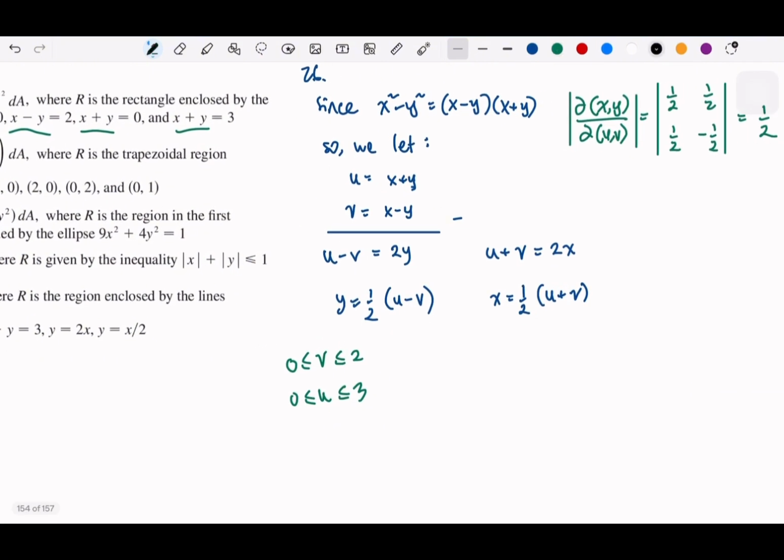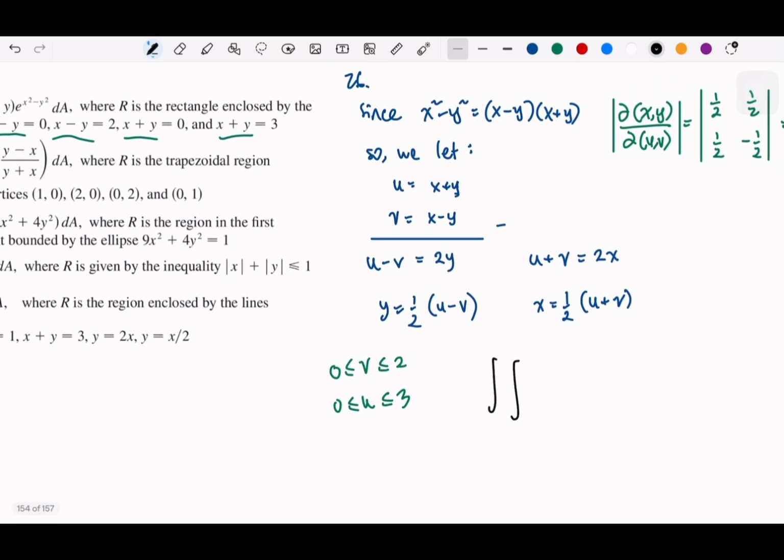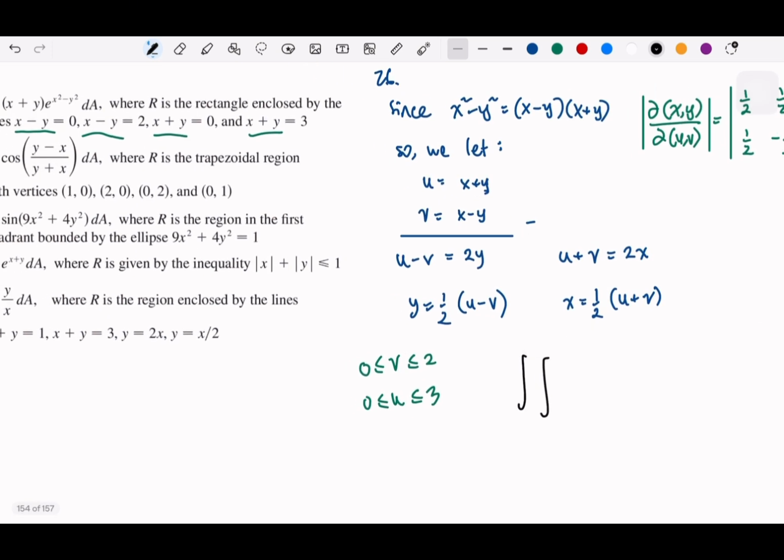So we could write that x plus y becomes u, and x squared minus y squared becomes uv, right? And then we can write this will be the Jacobian, one half, and then let's say dv du, with limits 0 to 2 and 0 to 3.